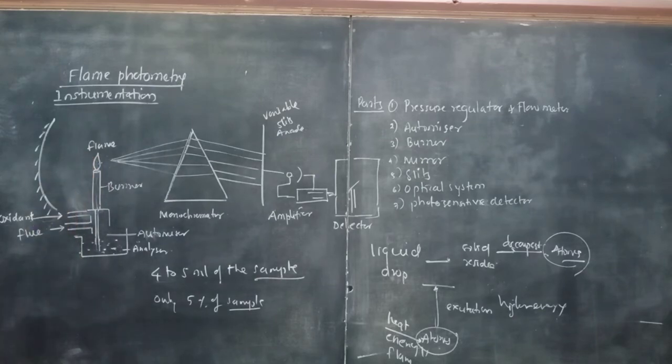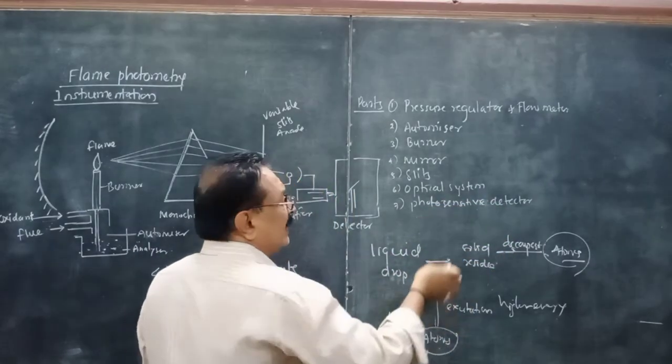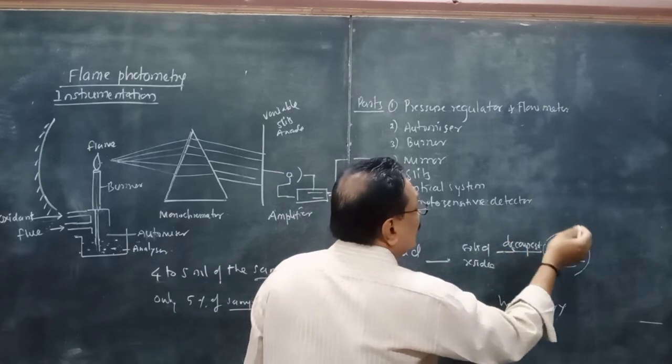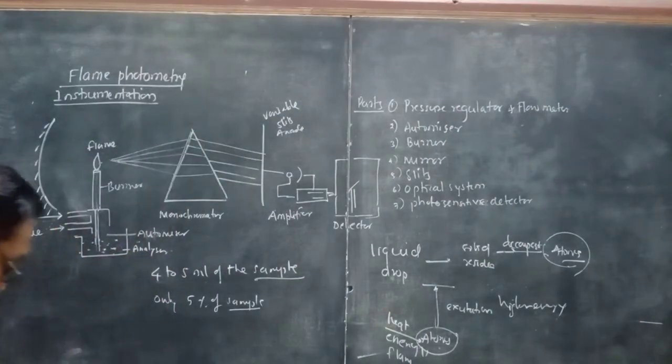To summarize, when droplets come in contact with the flame, evaporation takes place and a solid residue is obtained. That solid residue decomposes into free atoms. These atoms absorb the heat energy, and excitation takes place. Here the burners use an oxyacetylene flame or an oxyhydrogen flame. The oxyacetylene flame produces 3273 Kelvin of heat, while the oxyhydrogen flame produces 2973 Kelvin of heat energy.